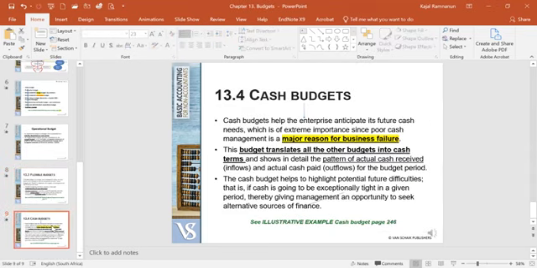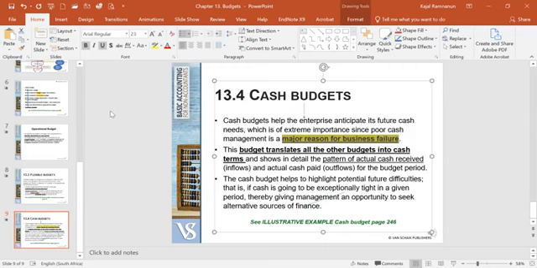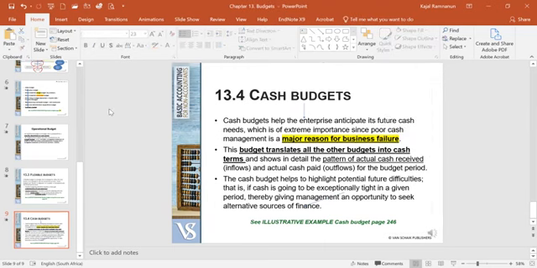We now move on to cash budgets. Cash budgets, remember I said to you in last week's lecture, cash is king. Cash means that you can readily have this money available. So cash budgets help a company anticipate future cash needs, which is of extreme importance for cash management. A major reason is business failure. I've spoken to you about this last week. I said to you, please keep abreast of what's happening in financial news.